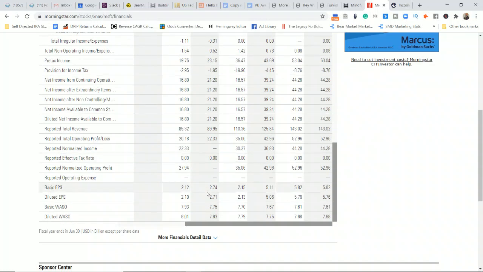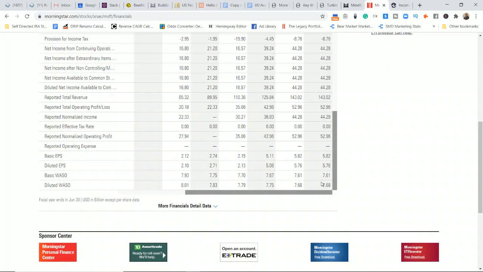And weighted adjusted shares outstanding, I think is what that stands for. Again, I don't know why they're wording it like that on Morningstar. Morningstar keeps changing their stuff. So that shows they have 7.6 billion shares. Yeah, that's shares outstanding, because there's also diluted shares outstanding.